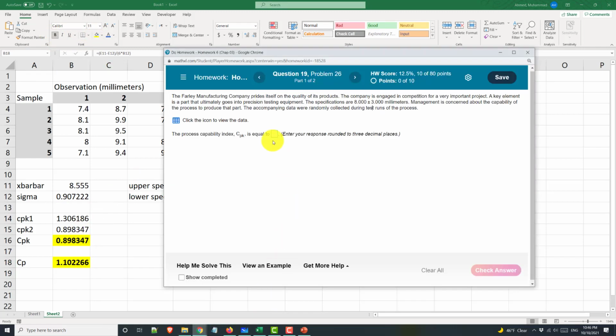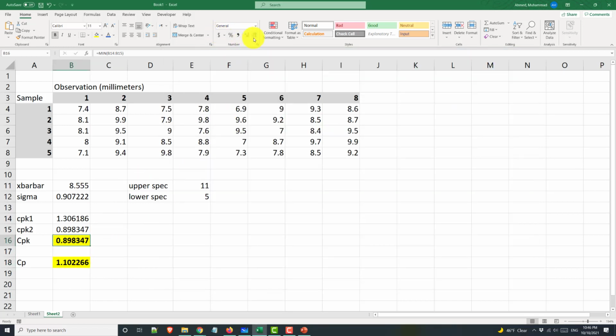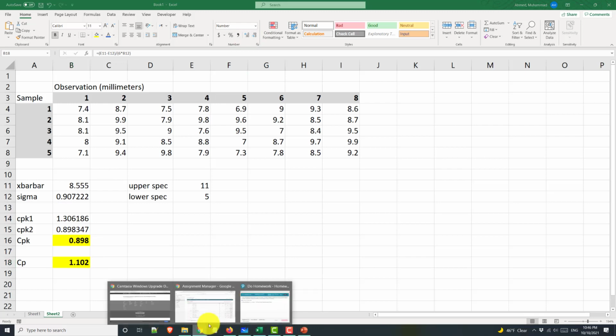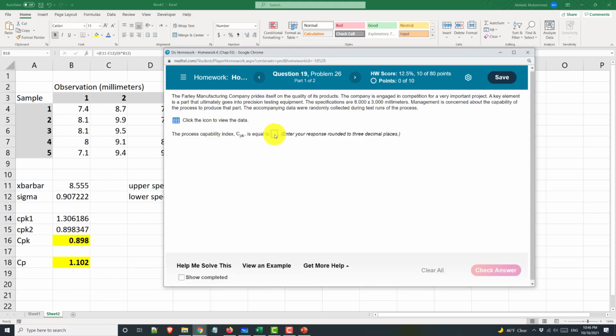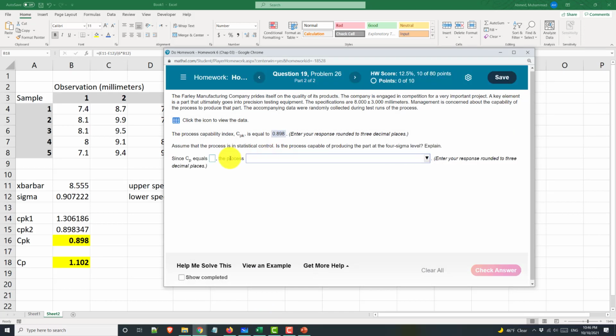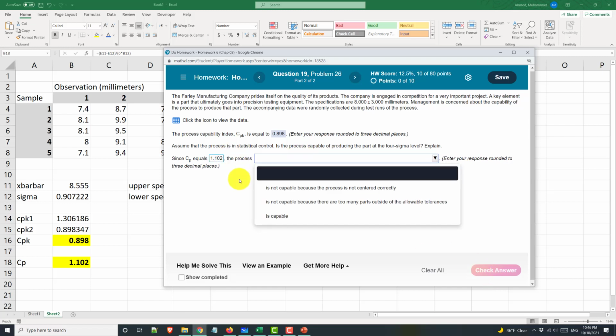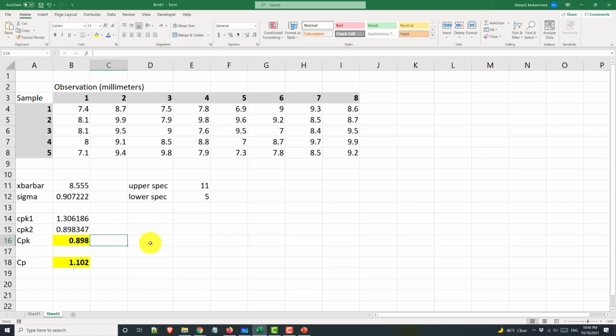Now, probably it's going to ask us to put answers to 3 decimal places. Yep, it does. So I'm just going to use this button to round it to 3 decimal places. Or you can do it mentally. So 0.898 and 1.102. Okay. Now both these values are below.